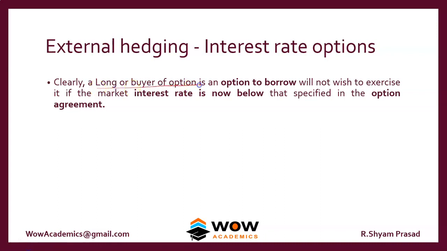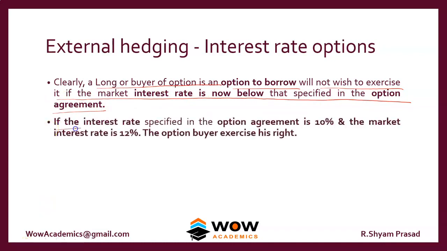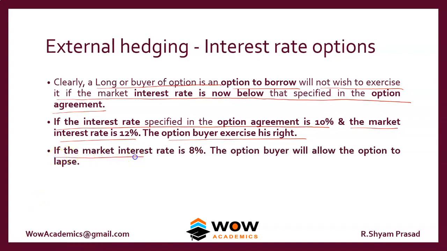Clearly, a long position or buyer of an option to borrow will not wish to exercise it if the interest rate is now below that specified in the option agreement. If the interest rate specified in the option agreement is 10% and the market interest rate is 12%, the option buyer will exercise his right. If the market interest rate is 8%, the option buyer will allow the option to lapse.